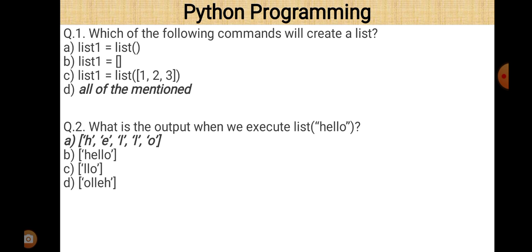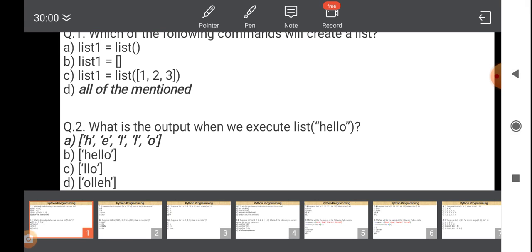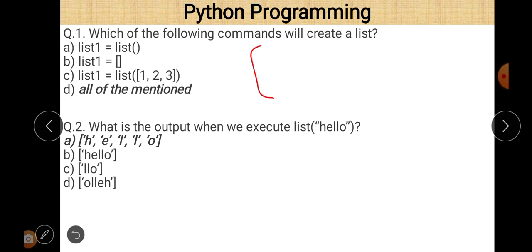So first of all, what is a list? A list is basically a type of sequence which contains different types of elements, and we represent the items of a list within square brackets like that. These are the elements A, B, C, all are characters. So the first question is related to how we can create a list.